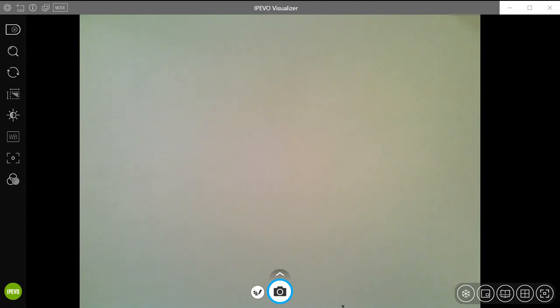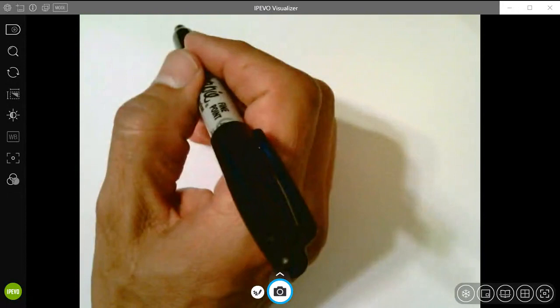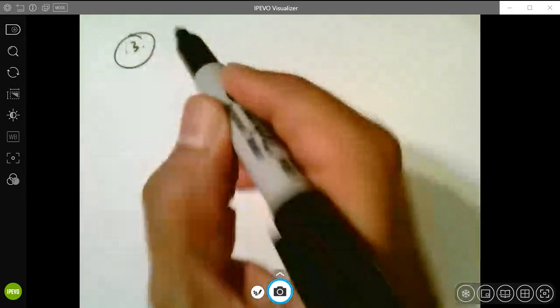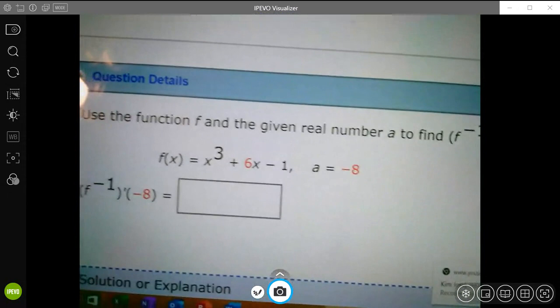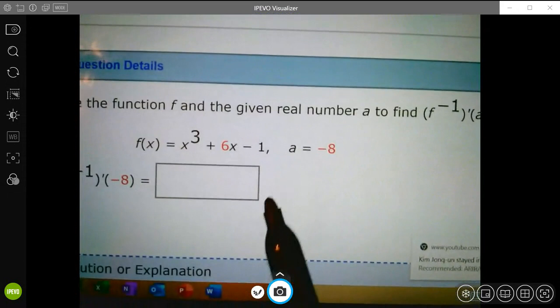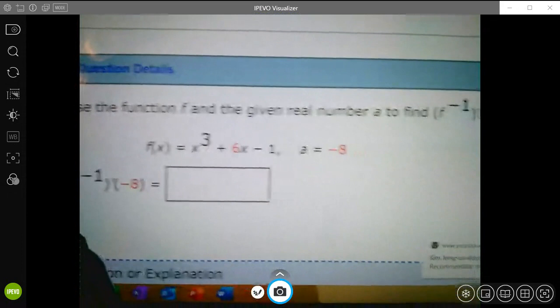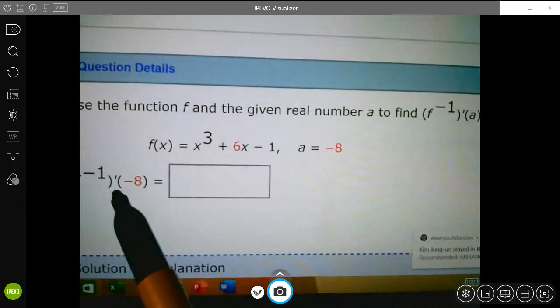Number 13, the inverse function, problem 13. The question is like this. They give you this function f, and they give you the y value. They take the inverse function: the derivative of the inverse function, f inverse prime of negative 8.